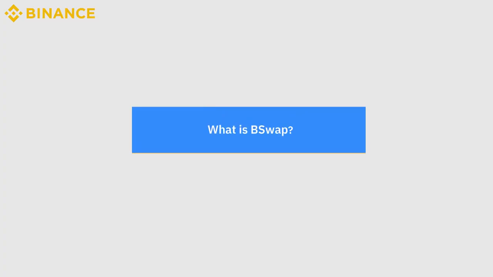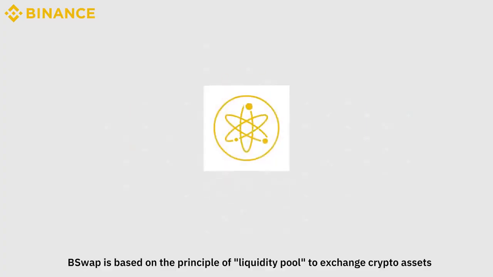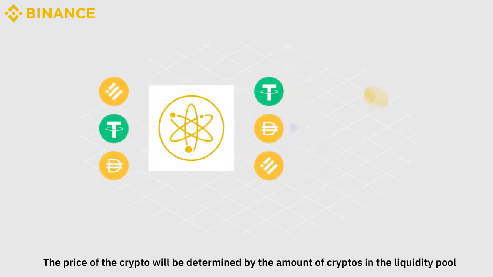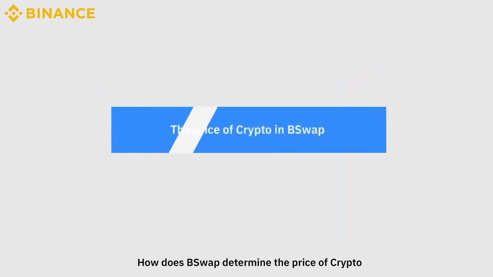BSwap. What is BSwap? BSwap is based on the principle of liquidity pool to exchange crypto assets. The price of the crypto will be determined by the amount of cryptos in the liquidity pool. How does BSwap determine the price of crypto?